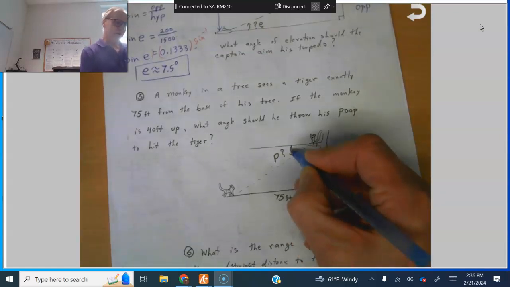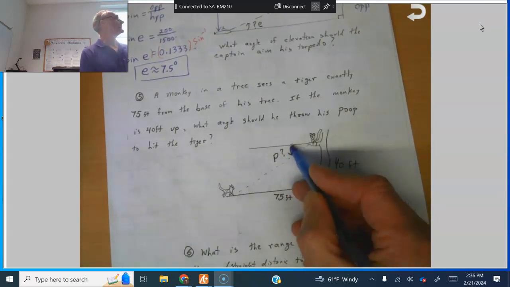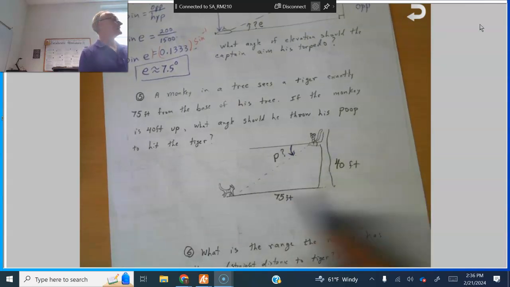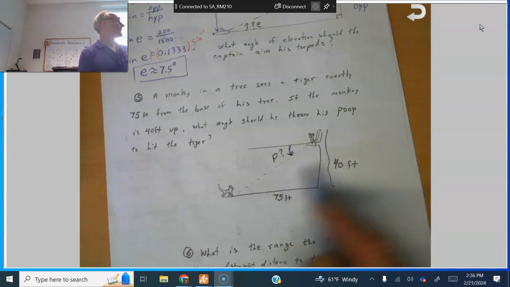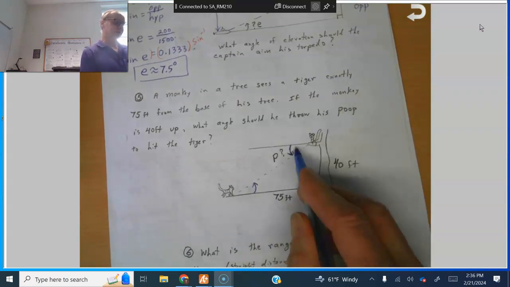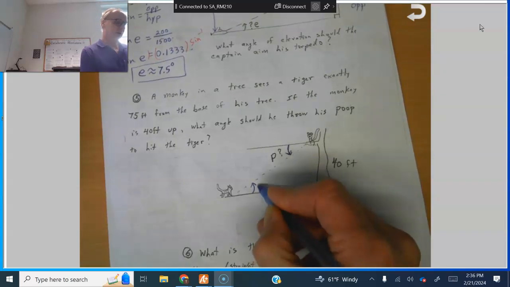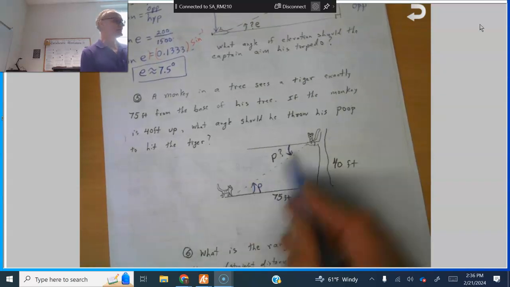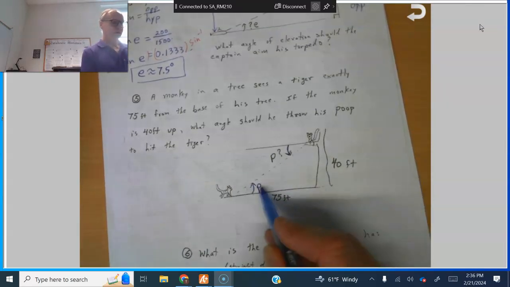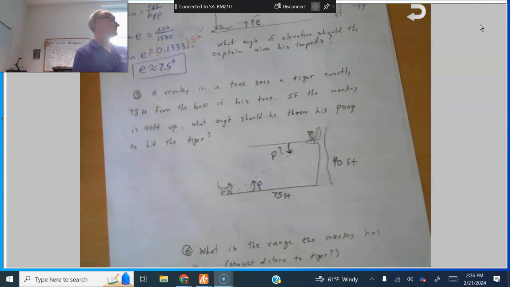He decides this tiger needs to learn a lesson. This is the angle he wants to throw. This is called an angle of declination. The problem is it's not in our triangle, is it? See the problem? This angle is also the same because these are alternate interior angles. So this angle, the angle of inclination, is the same as the angle of declination on the other side. This will allow us to figure out the angle the monkey needs to aim.